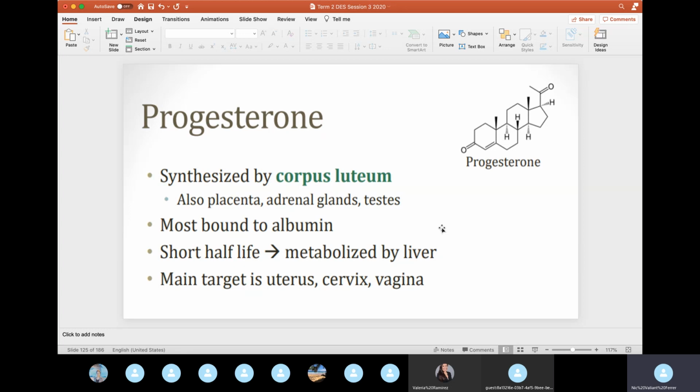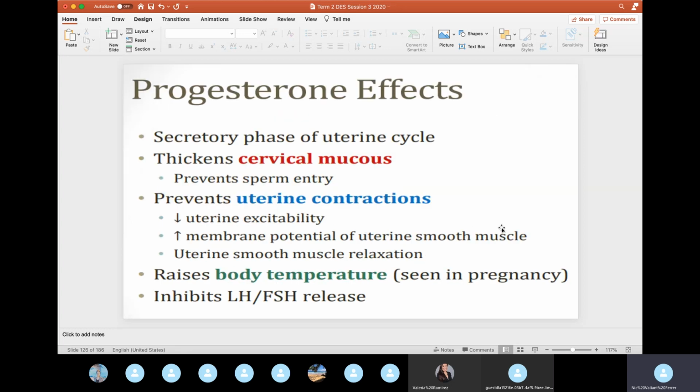right? So this is bound to albumin. The main target is your uterus, cervix, and your vagina. The hormone of pregnancy, don't forget, it's always progesterone. It thickens the cervical mucus. When you think progesterone, think about maintenance of pregnancy. You want that pregnancy to carry on. So progesterone is increased during the secretory phase of the uterine cycle.